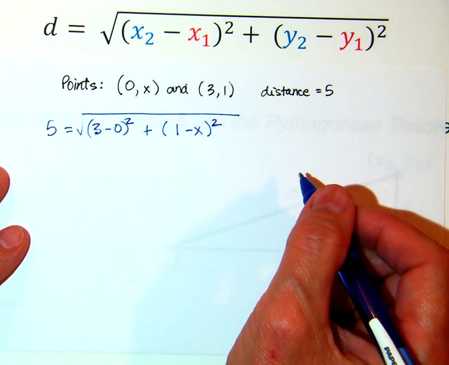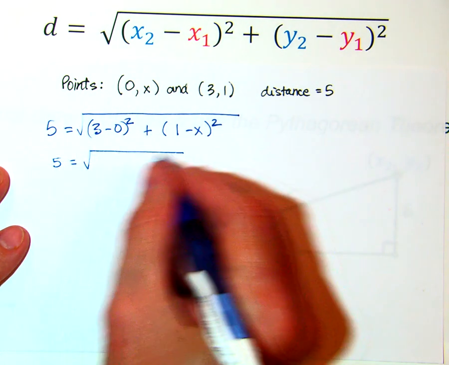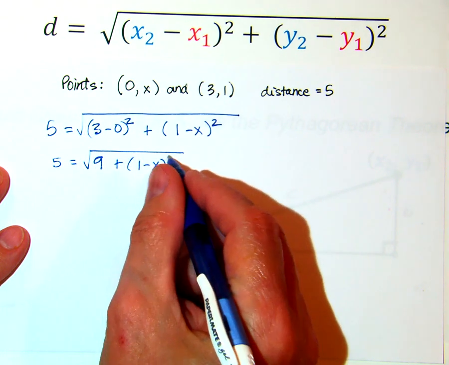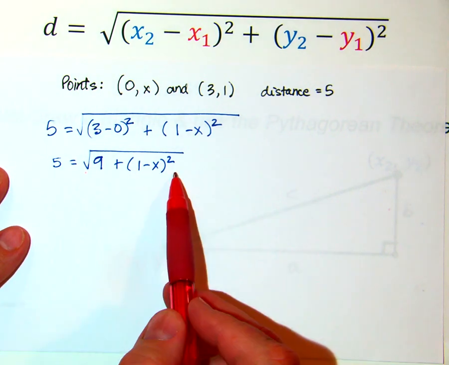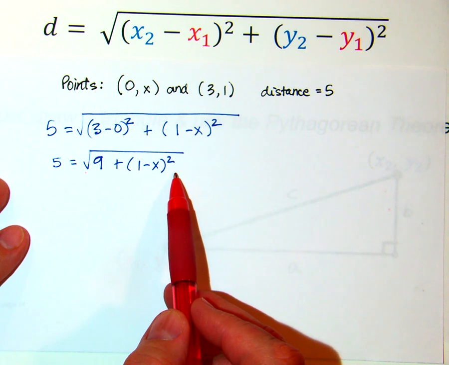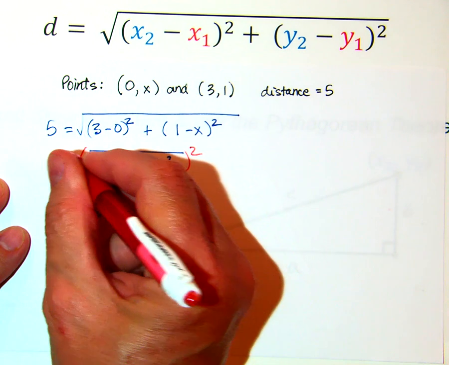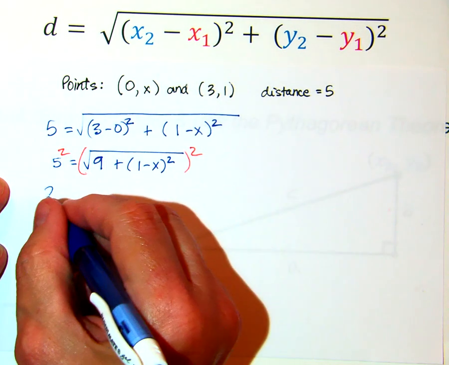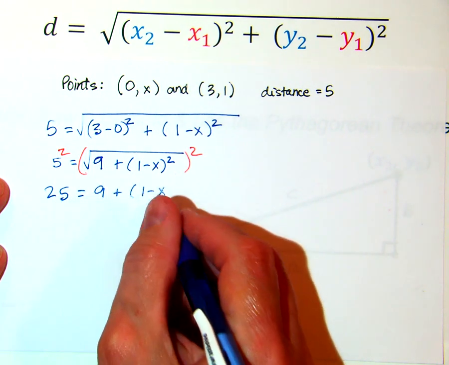Okay. I'll simplify that. Oh, wait, we've just been doing radicals. This radical expression is isolated on the right-hand side of the equation. There's not one on the other side. How do I solve it? I square both sides. So that'll be 25 equals 9 plus 1 minus x squared.